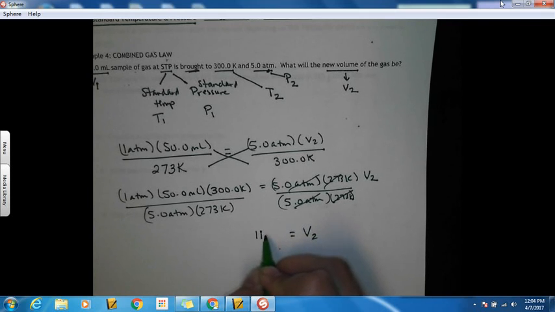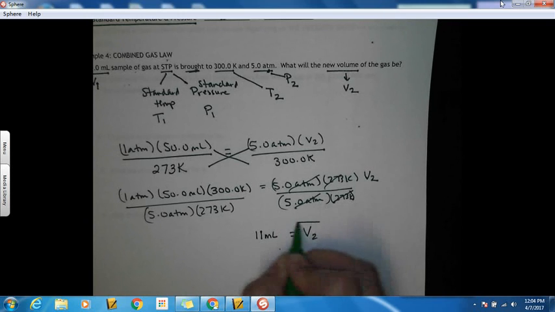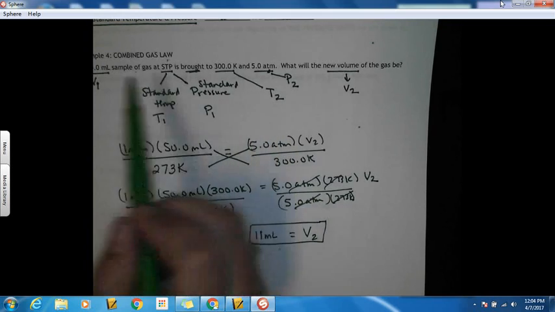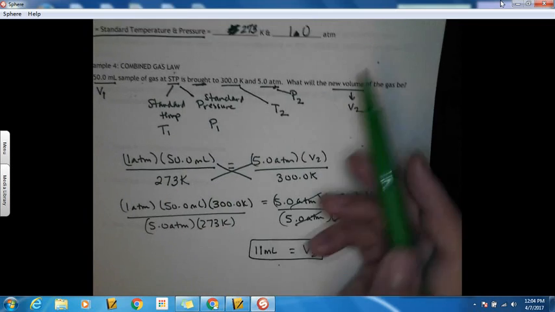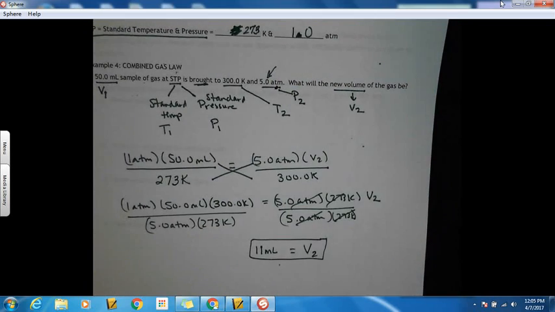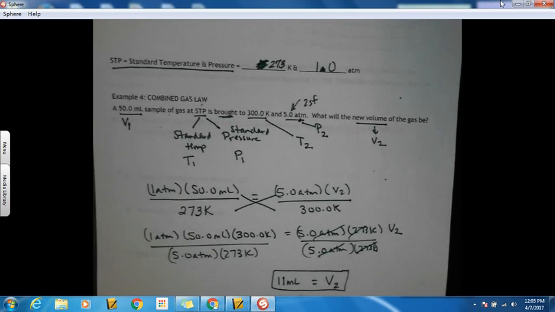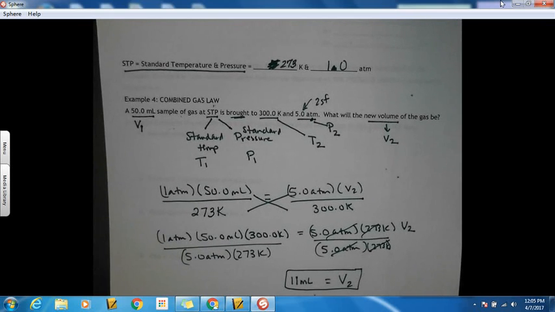And so we get then 11 milliliters. Now I keep two significant figures, right, because of the two significant figures in my 5 atm here, with my least number of significant digits. All right, and that is the end of this video.